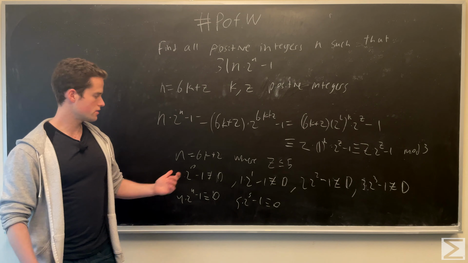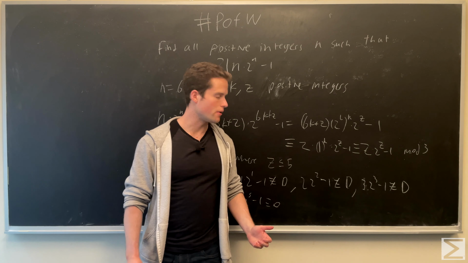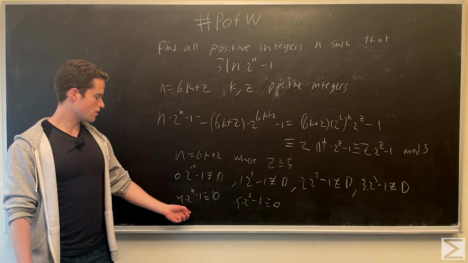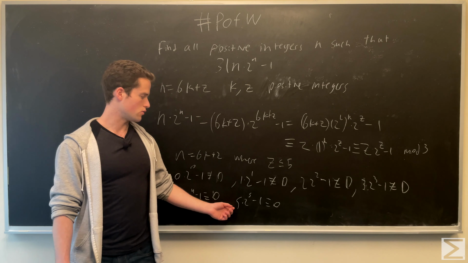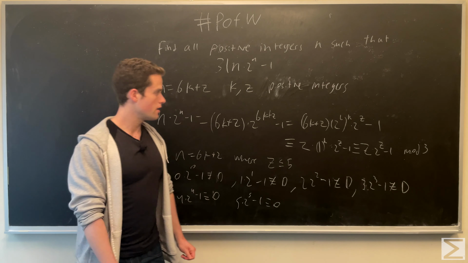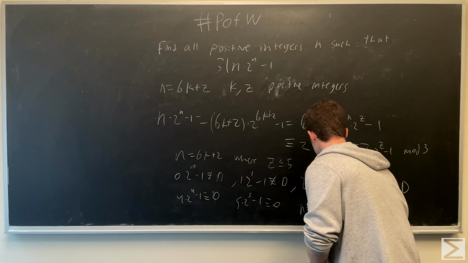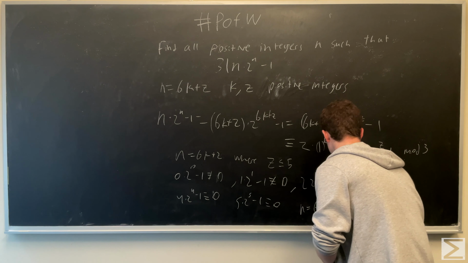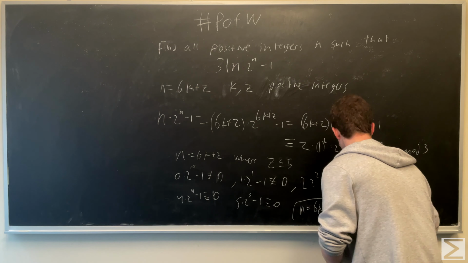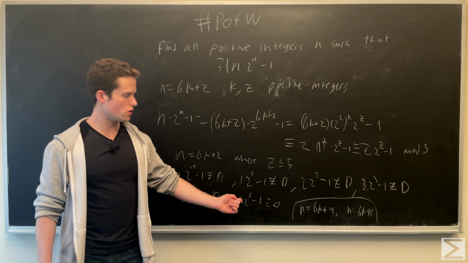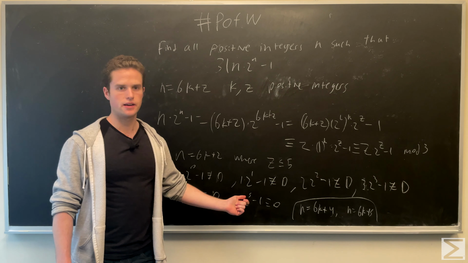A couple of quick calculations show that for 0 it doesn't work, for 1 it doesn't work, and 2 and 3 also will not work. For 4, we get 4 times 2 to the 4 minus 1 is in fact congruent to 0, and for 5 we also get 5 times 2 to the 5 minus 1 is congruent to 0. And because we only need to look at these remaining terms, we get for our answer n equals 6k plus 4, or n equals 6k plus 5. So all positive integers with remainder 4 or 5 modulo 6 is our solution.